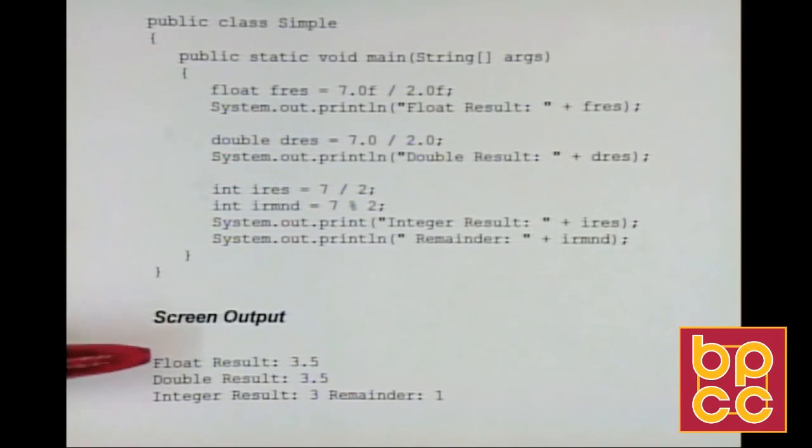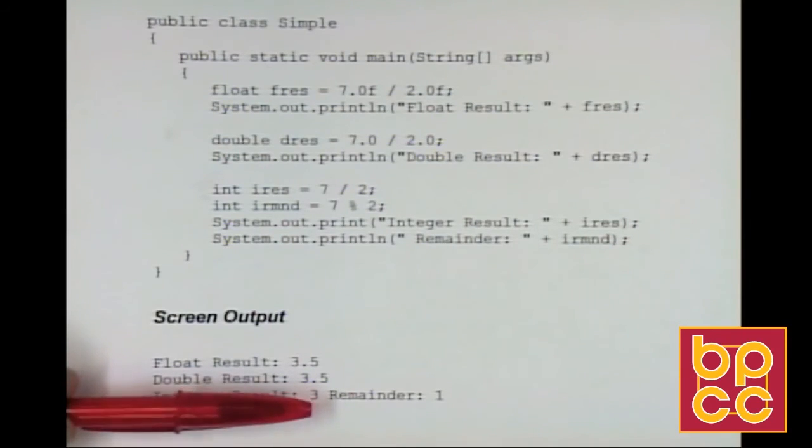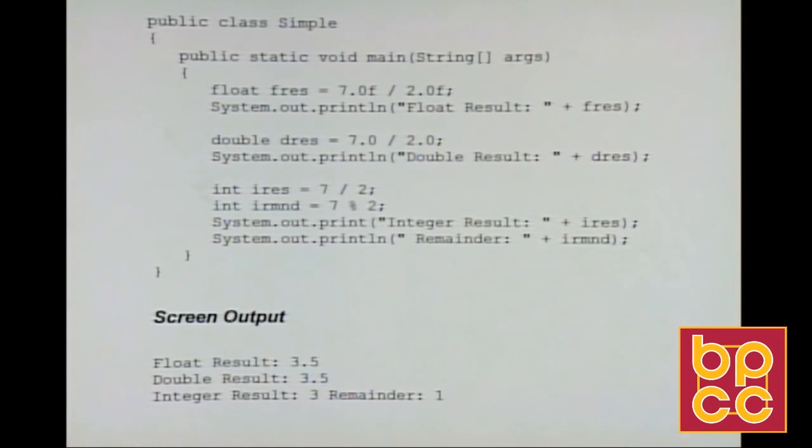And right here shows the screen output where the first operation will be 3.5. The second operation will also be 3.5. And then the third operation will give me the result of 3 and the remainder of 1. So anytime you do integer division, you're actually producing two answers. One is the result value and the other one is the remainder value.